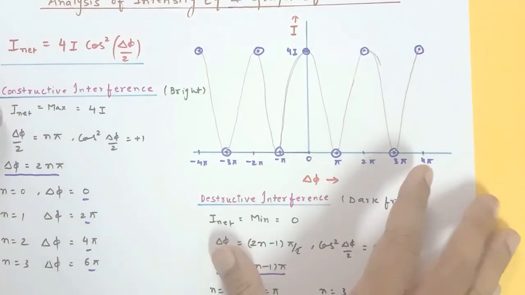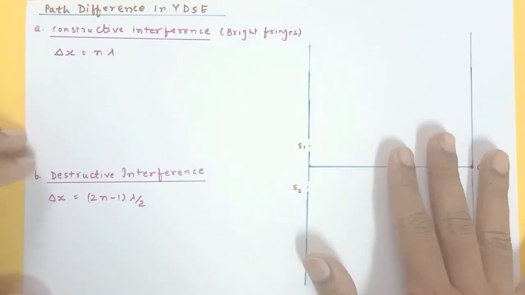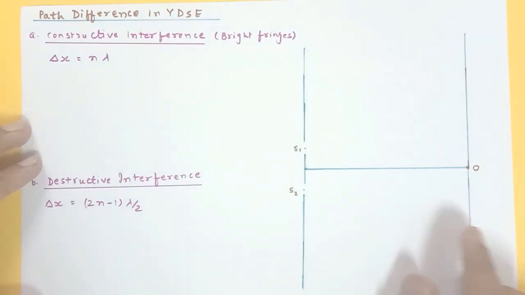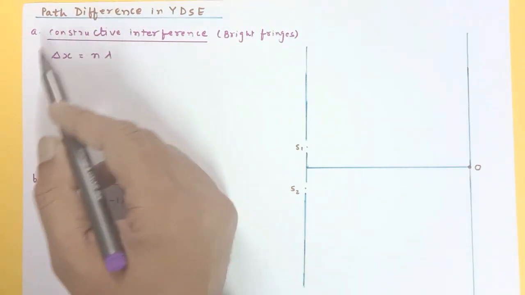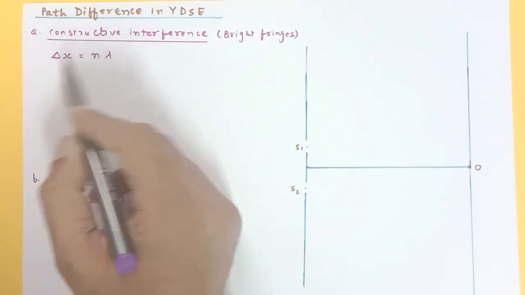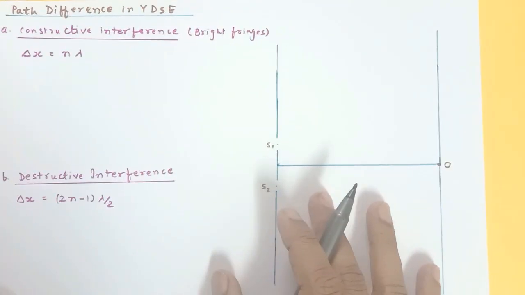Now we will be talking about the path difference, and finally we will be putting down all the fringes over here, right? So the path difference equation we are already aware of. We have already derived this in our previous lectures. Delta x is equal to n lambda, and delta x over here is (2n minus 1) lambda by 2.